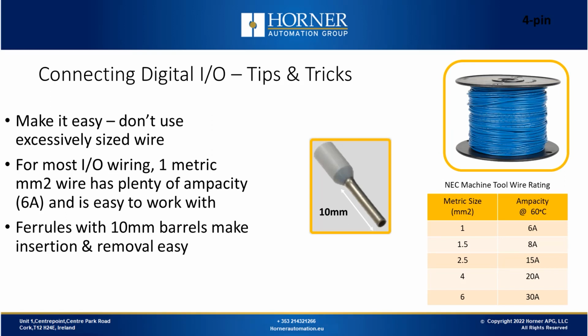I/O wiring. To make things easier, don't use a wire that's larger than it needs to be. For I/O wiring in most systems, 1 metric MM2 wire will have plenty of current capacity and will be easy to work with. We can see in the lower right hand corner the NEC National Electrical Code Machine Tool wire rating chart for the different gauge wires from 6 down to 1. And you can see that even 1 MM2 has 6 amps of capacity. Also, if you use ferrules, it is recommended that they come with the slightly longer 10mm barrel. If you use those, it'll be much easier to not only get the wires in the right place, but also to remove them if you need to.